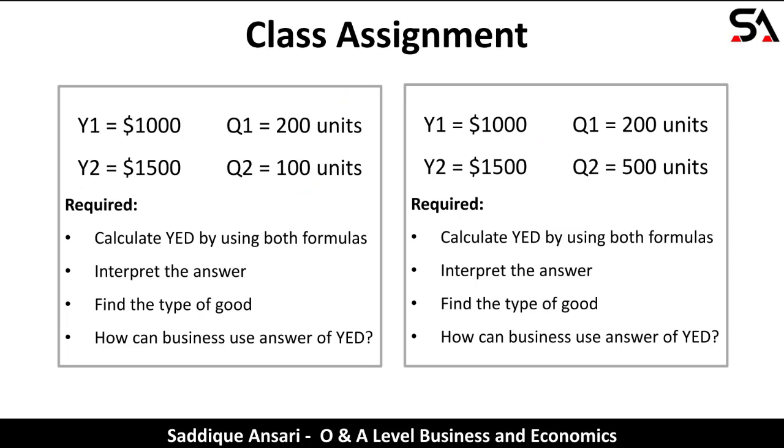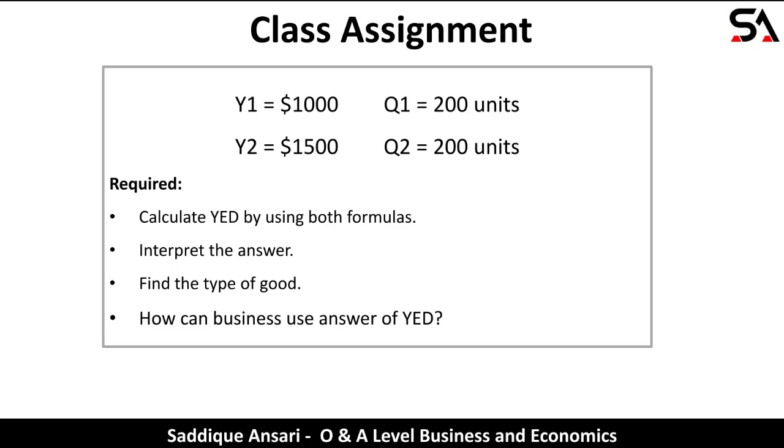Now, this is the assignment for income elasticity of demand. There is another assignment as well in which quantity demanded is constant and here YED answer will be 0. So this good will be basic necessity, and in that case, how can business use the answer of YED? No change in production is needed because whether income of people will increase or decrease, they will continue buying the same quantity of that good. So these two assignments you have to do.